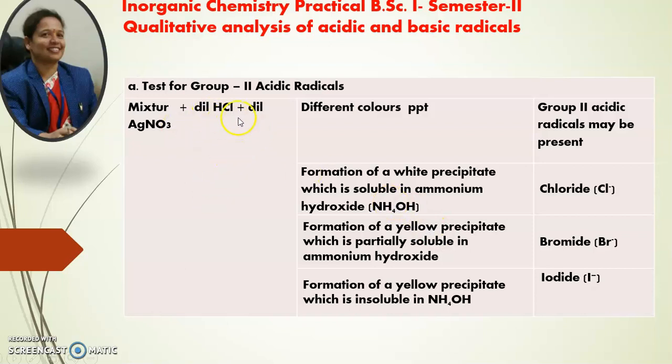We can say that after addition of dilute HCl and AgNO3, if you get the formation of precipitate, then observe the color of that precipitate. If it is white, which is soluble in ammonium hydroxide, chloride is present. If it is yellow, which is partially soluble in ammonium hydroxide, then bromide, and a yellow color which is insoluble in NH4OH, then iodide is present.